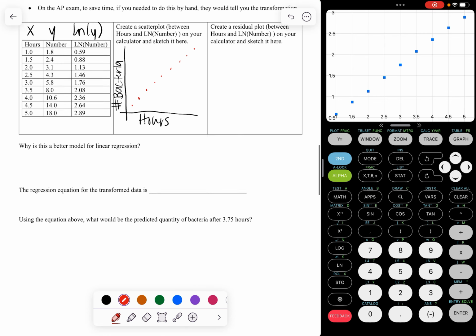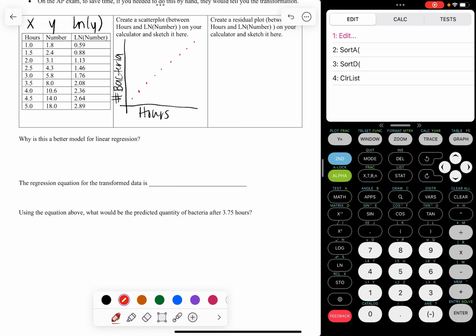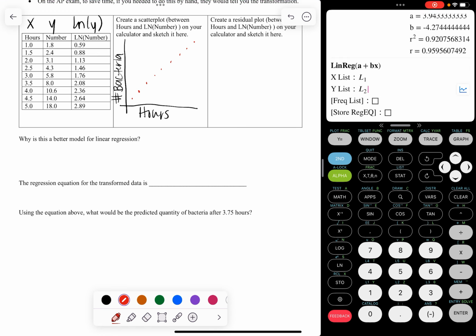So let's go in and let's find the residual plot. So the first step is always to run your linear regression. So stat calc 8. And then I'm going to make sure I change these. So this should be L3. And this should be L5.